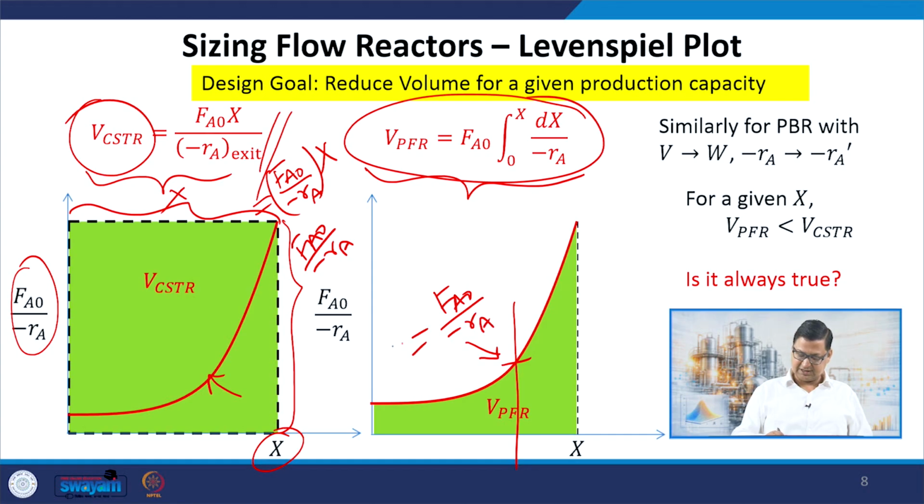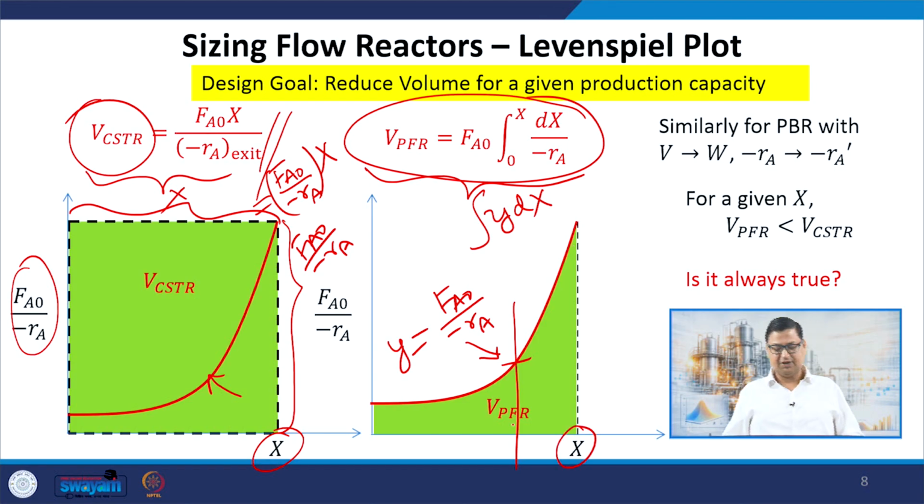Let me call this some variable y. So, if I integrate this y over this entire length of curve for a given conversion x, I am going to basically get the volume of a PFR, right. So, for a PFR, the volume is the area under the curve, and for the CSTR, the volume required for the conversion is basically the area of the rectangle that I have just shown how we draw here, right.